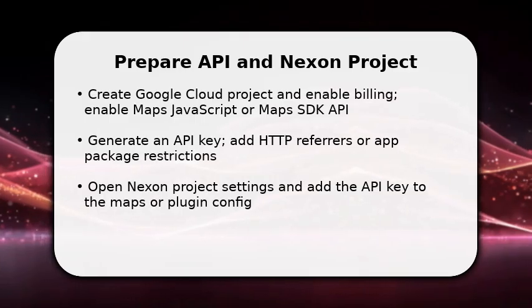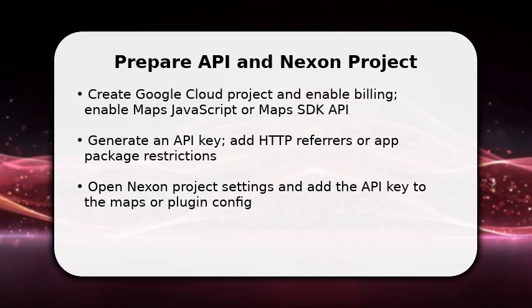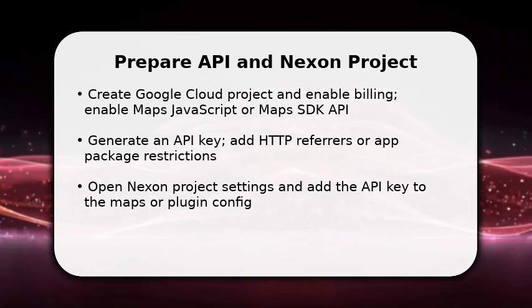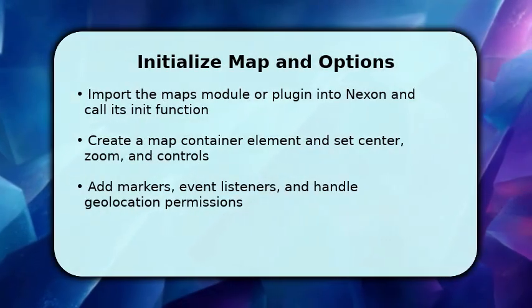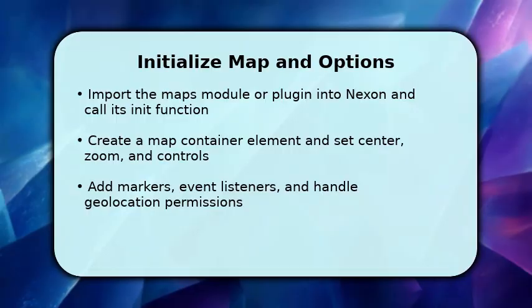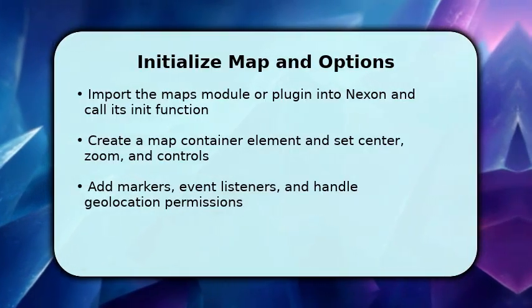Next, open your Nexon project settings and paste the API key into the designated Maps or plugin field so the engine can authenticate requests. You now import the Maps module or plugin into your Nexon scene and call its initialization routine. This links the API key and prepares network access.